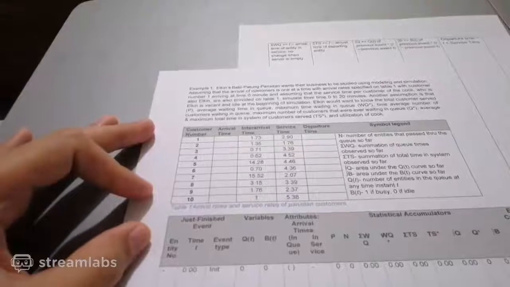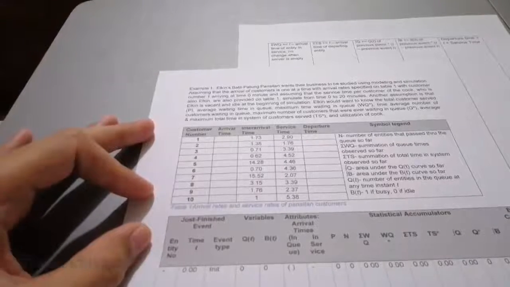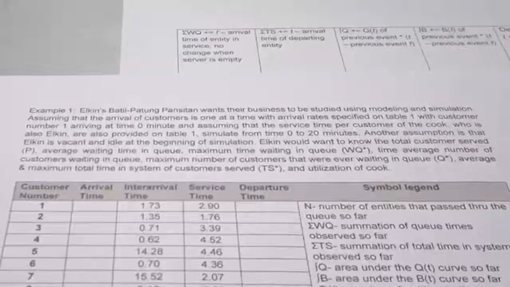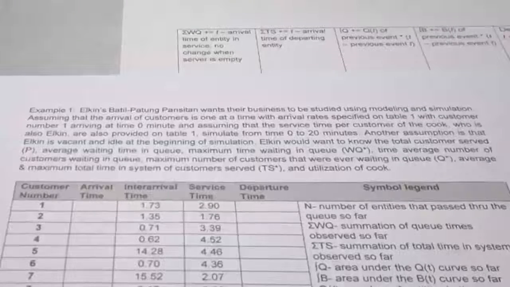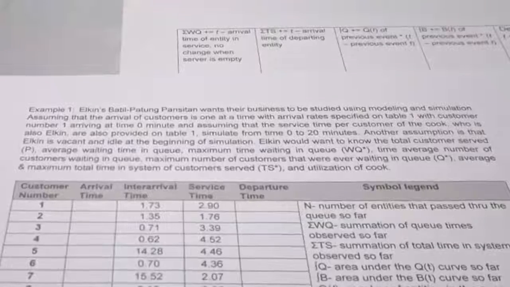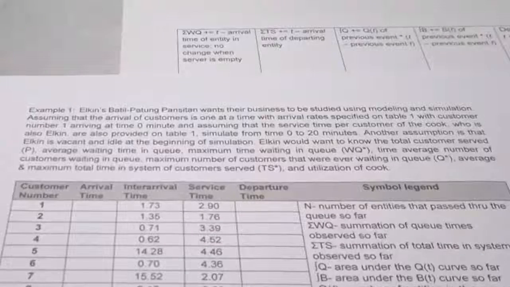Let me just read again the exercise number 1. Elkin's Batilpatong Pansitan wants their business to be studied using modeling and simulation. Assuming that the arrival of customers is one at a time with arrival rates specified on Table 1, with customer number 1 arriving at time 0, and assuming that the service time per customer of the cook, who is also Elkin, are also provided on Table 1. Simulate from time 0 to time 20 minutes. Another assumption is that Elkin is vacant and idle at the beginning of simulation.